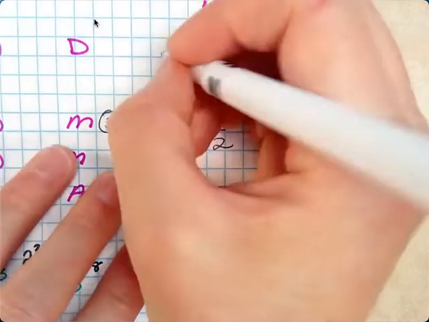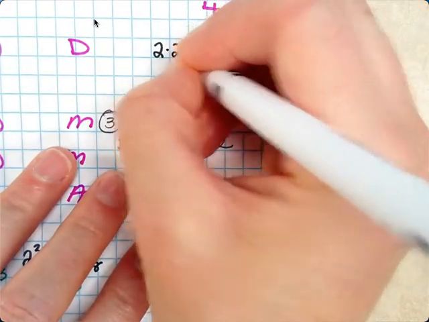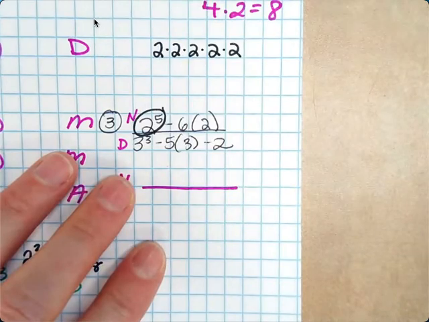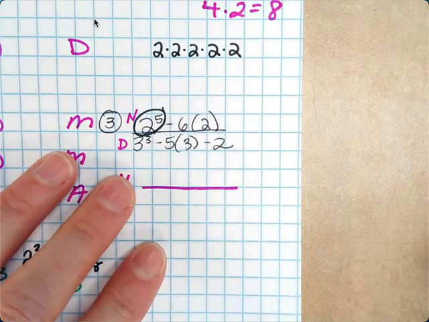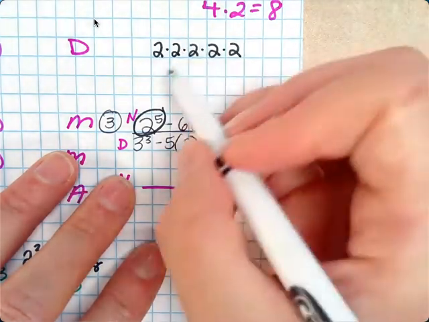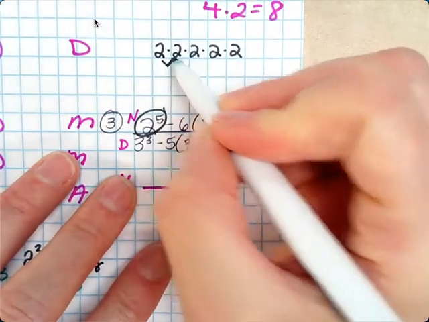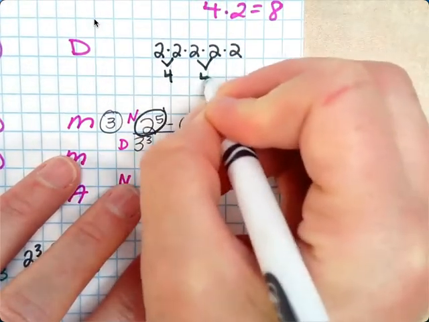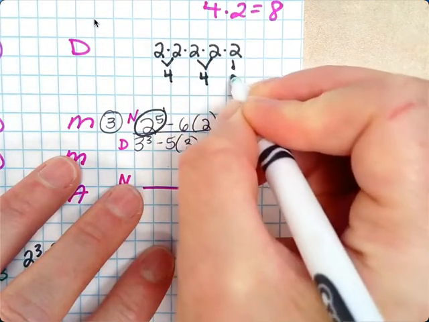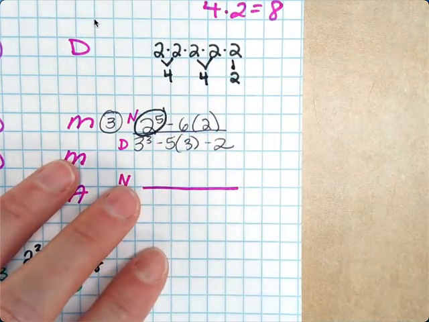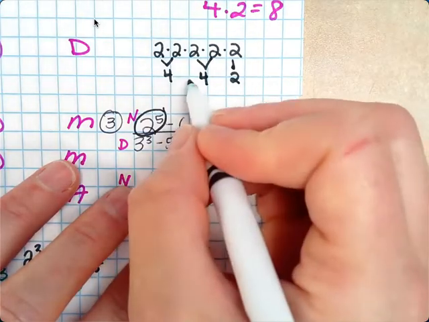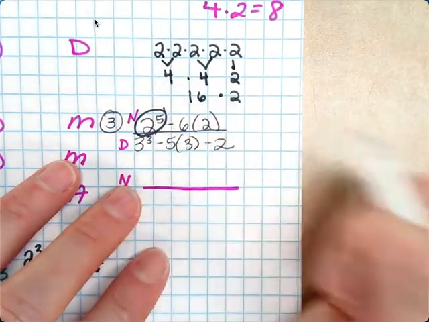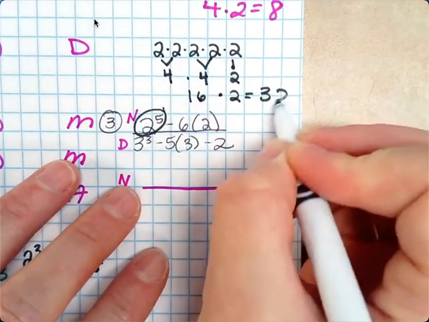So we need to expand it out. 2 to the 5th means 2 times itself 5 times. Let's show how we got that. I would multiply 2 of them at a time. So 2 times 2, and then 2 times 2. Carry down a 2. 4 times 4, and then times 2. That's where the 32 comes from.